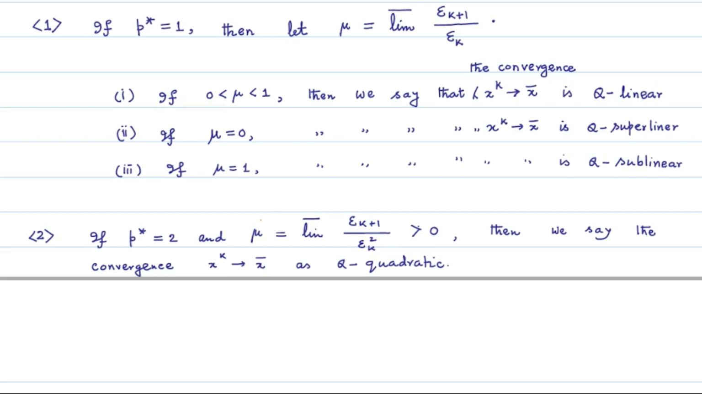Some references do not include this restriction of mu being greater than 0. However, this is a common restriction and hence I have mentioned here that mu is greater than 0. But notice that in defining Q linear, Q superlinear or Q sublinear, we need to have this mu value lying in the closed and bounded interval 0 to 1. Because if mu is bigger than 1, then in that case epsilon k may not converge to 0.